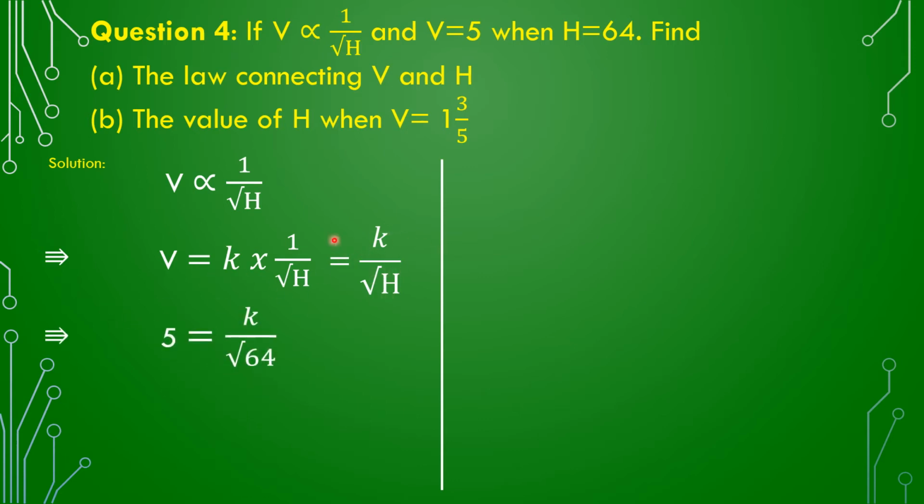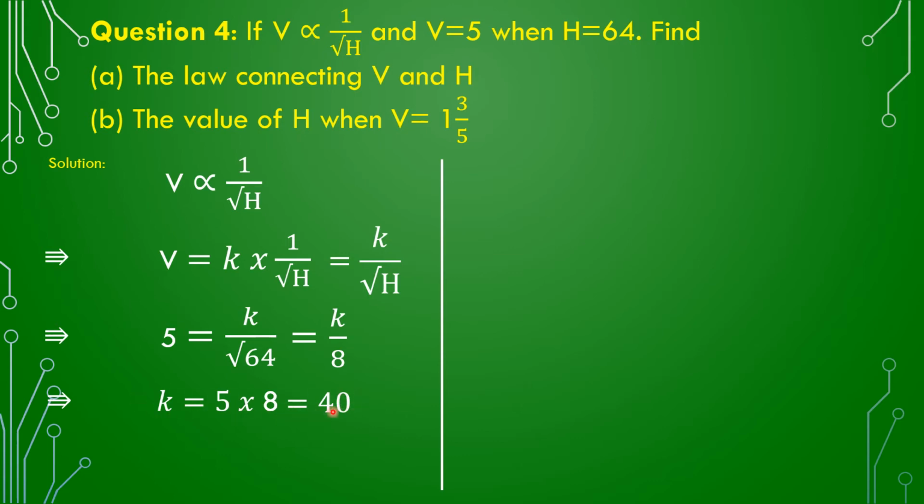Now from here they said v is 5 and h is 64. So 5 is equal to k divided by the square root of 64. And we know that the square root of 64 is 8. 8 times 8 gives us 64. Now this simply means that 5 is equal to k divided by 8. Cross multiplying, we now have that k is equal to 5 times 8, which is 40.